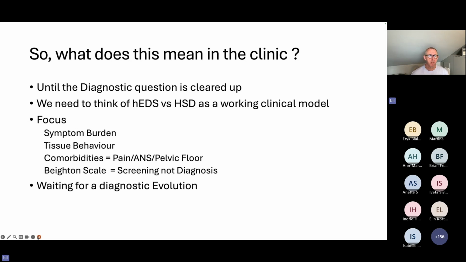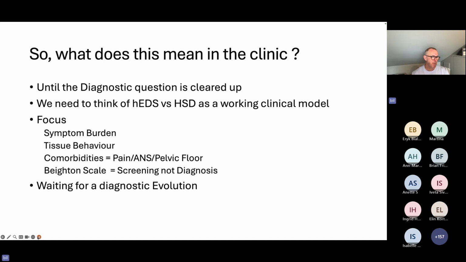So we want to focus really on what actually matters to the patient. What's the symptom burden? What is the patient experiencing? Do they have pain, bladder symptoms, fatigue, functional limitation? Really treat the impact that this disorder has, not the label. We want tissue behavior. We want to know how tissues respond to load, reload, repetition, fatigue. It's key in hypermobility that patients often have reduced tolerance and delayed recovery, and this really has to guide our rehab progression.